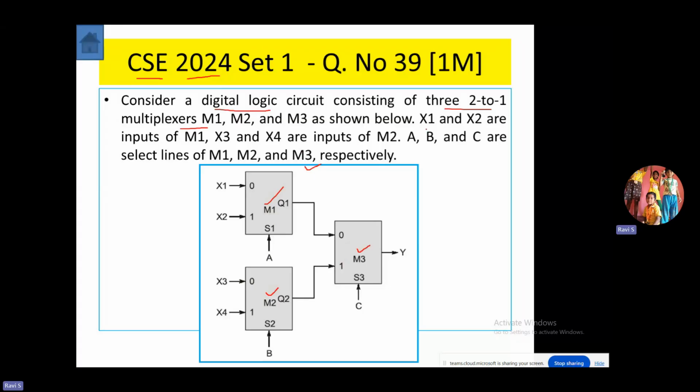Multiplexer M1 has X1 and X2 as data inputs. Similarly, multiplexer M2 has X3 and X4 as data inputs. The select inputs A, B, and C are given to multiplexer M1, M2, and M3 respectively.